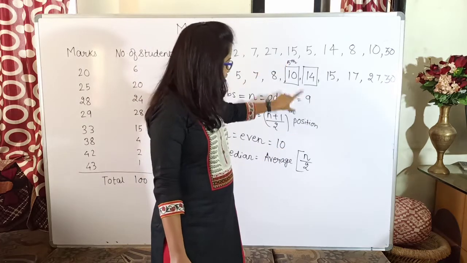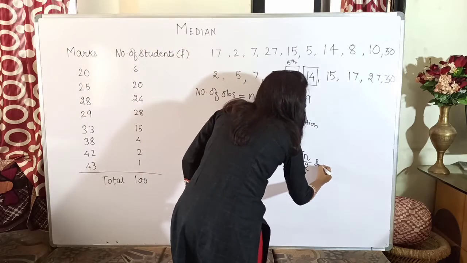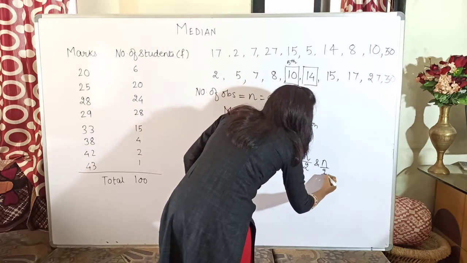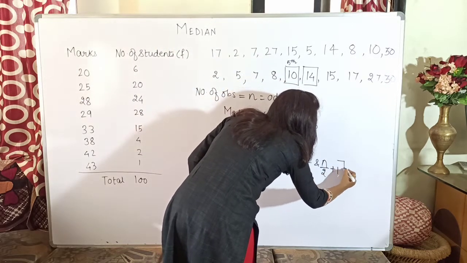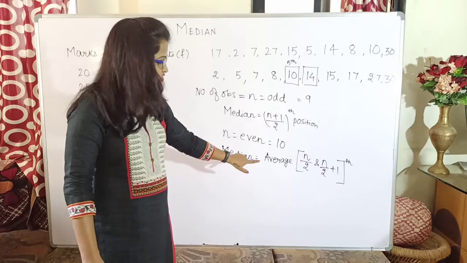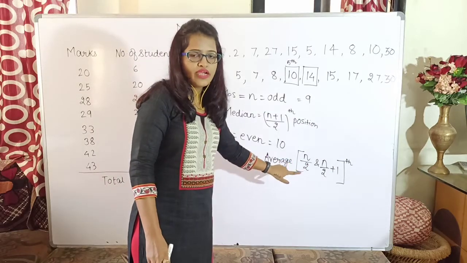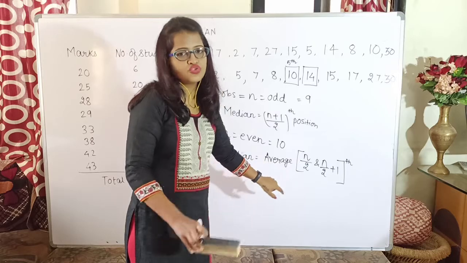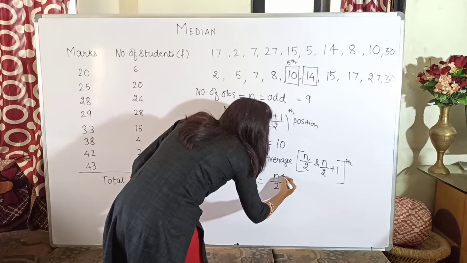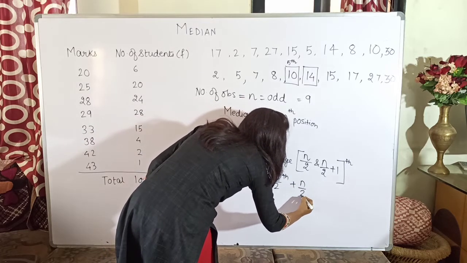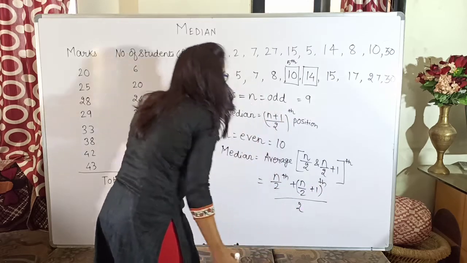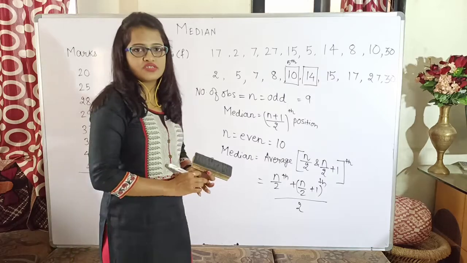Yes, so the fifth position value and immediately the value next to it. So n by 2, whatever value you have got, in that you have to just add 1. So the average of these position values you are going to take. So see, that's why I have written it here, the average of the n by 2 and (n by 2 plus 1)th position value, or you can write it like this also, the n by 2 position value plus the (n by 2 plus 1)th position value, and then you have to take its average. So it will be divided by 2 since there are two observations.